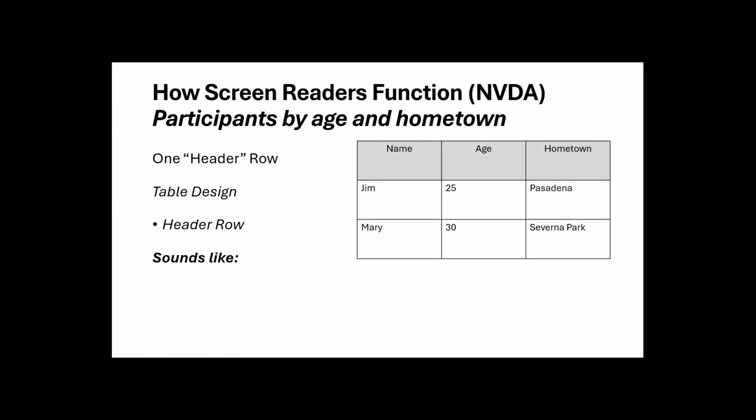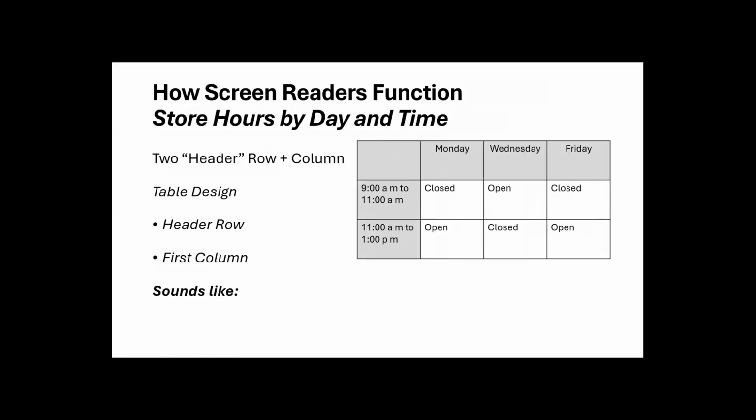All right, so that's what this would have sounded like. The person who is using a screen reader can hear what the screen reader is saying and visualize, based on what they're hearing, what that table would look like and what information it's trying to communicate. So again, this one has two headers, the row and the column. What we're going to show is that you go into table design and use the header row and first column.